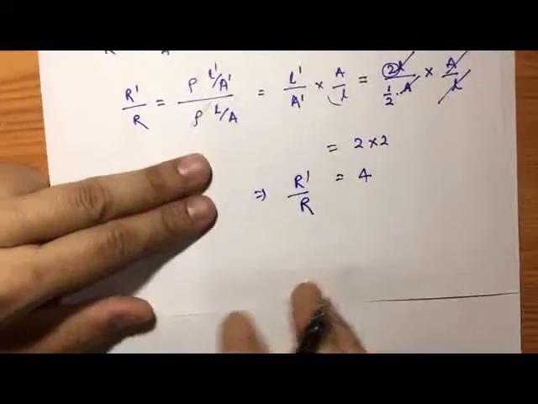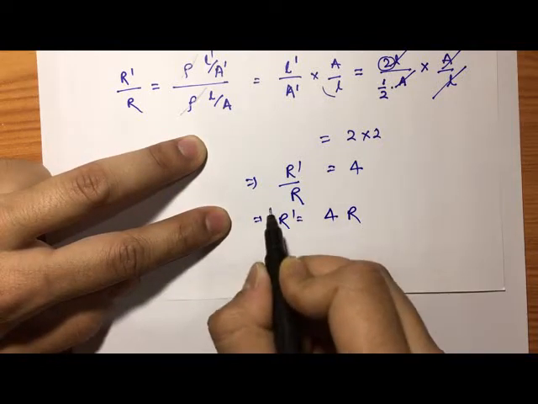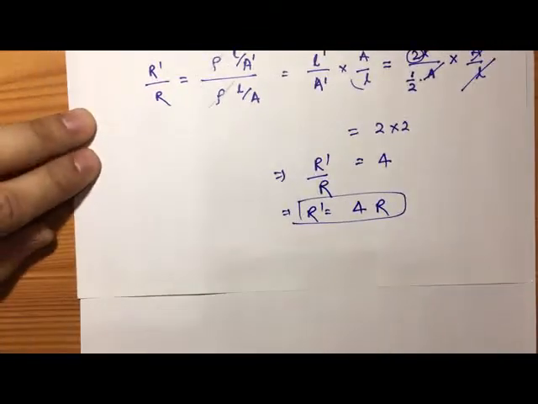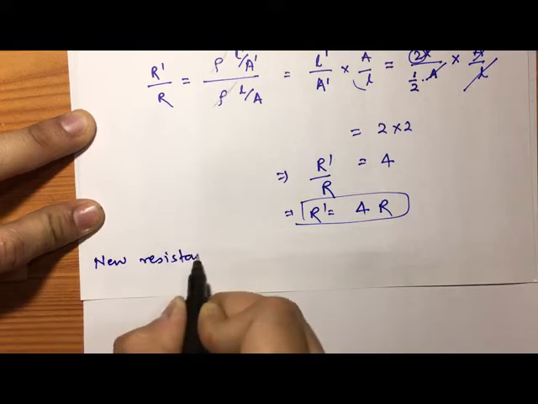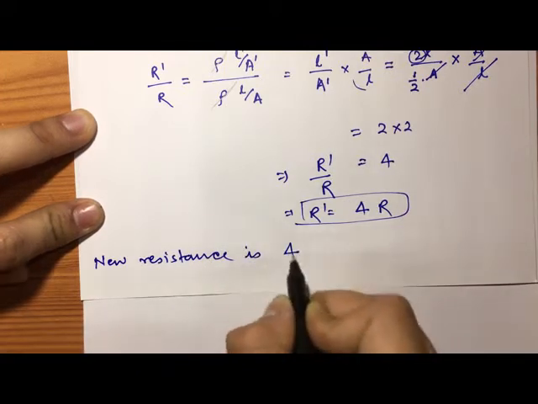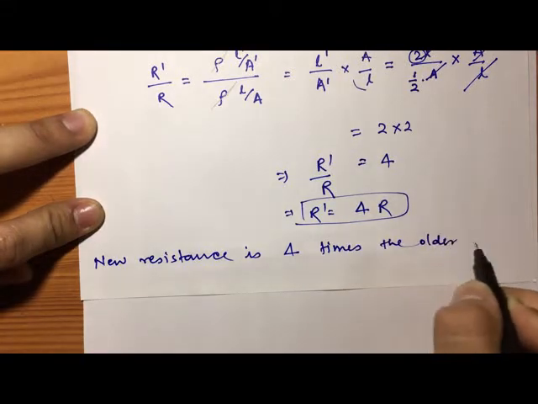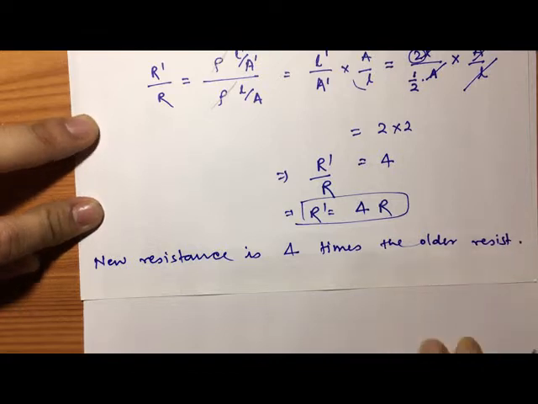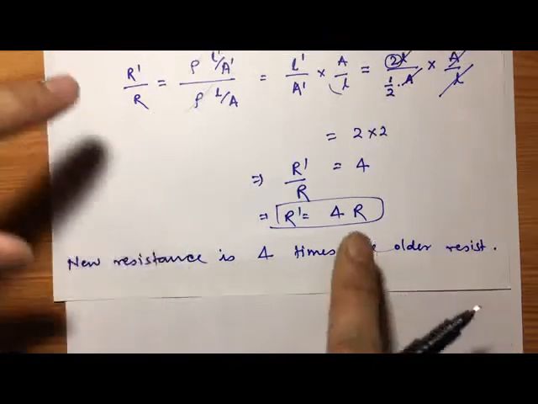So what can I conclude from this result? That my R prime is equals to 4 times R, and I can conclude that new resistance is 4 times the older one. And the last bit, and it is going to be very much similar to the third part. Okay, the bit D.